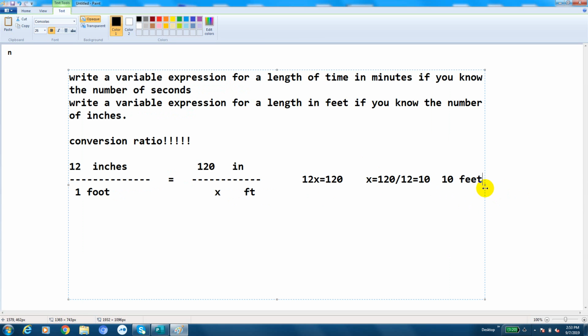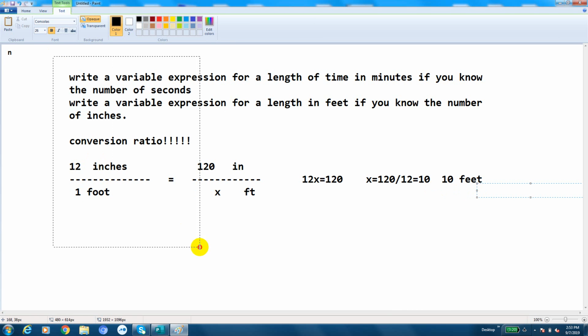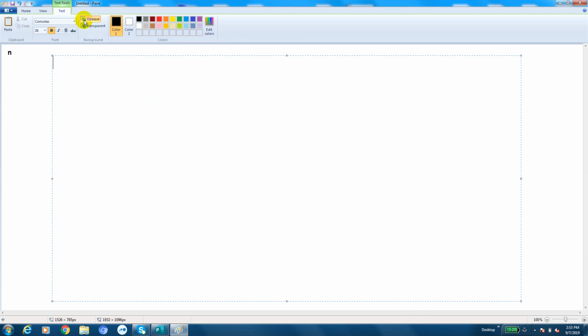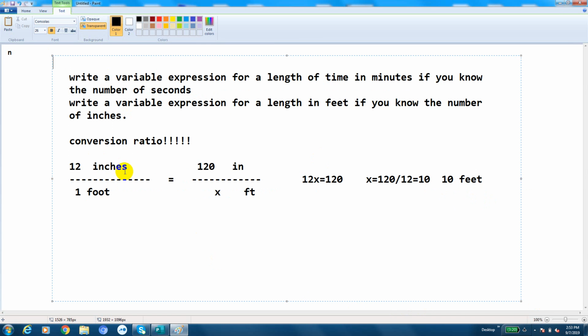It's absolutely critical to first write down the conversion ratio. First write down the conversion ratio, write down the equal sign, write down the line, and then put the units in, and then figure out what you have, what you need to find out, and you just cross multiply and get the answer.